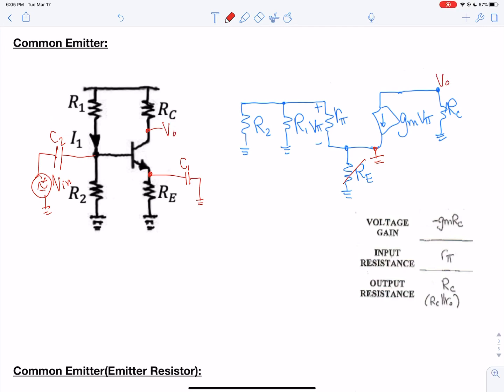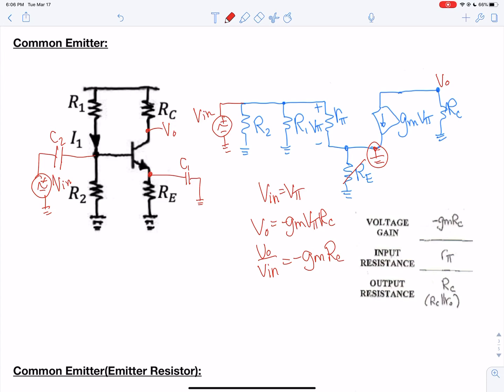So for this one, your input is right here at the base, so that is in parallel with R1 and R2. So you can see with this at ground, you have Vn is equal to V pi. And again, VO is a minus GM V pi RC. And so V out over Vn is a minus GM RC. And so that gives you the gain equation.